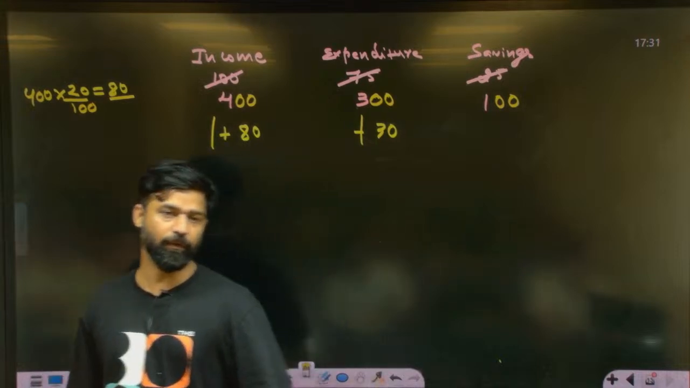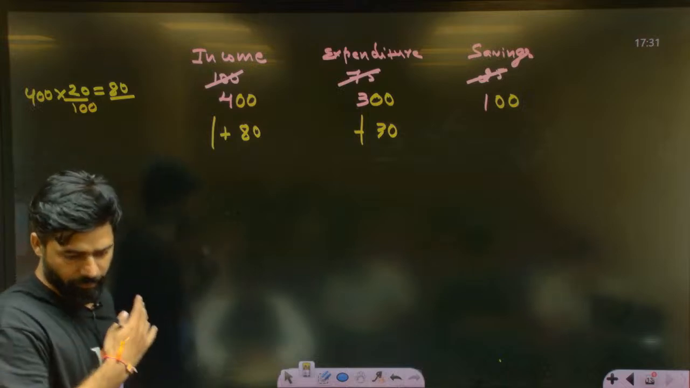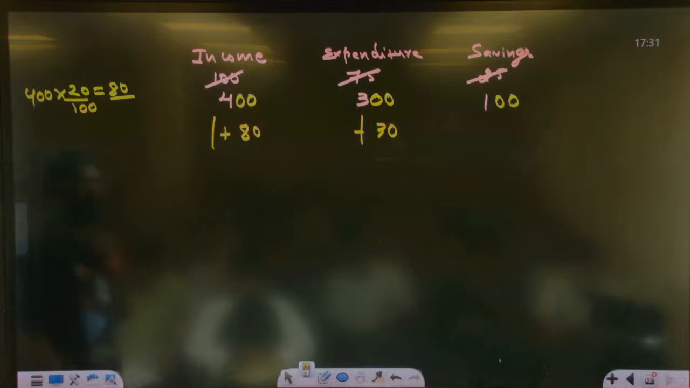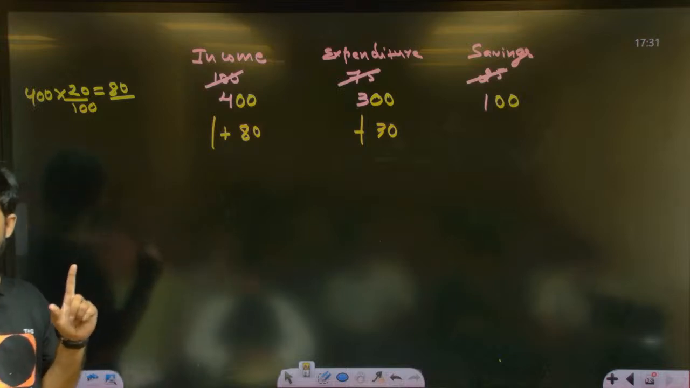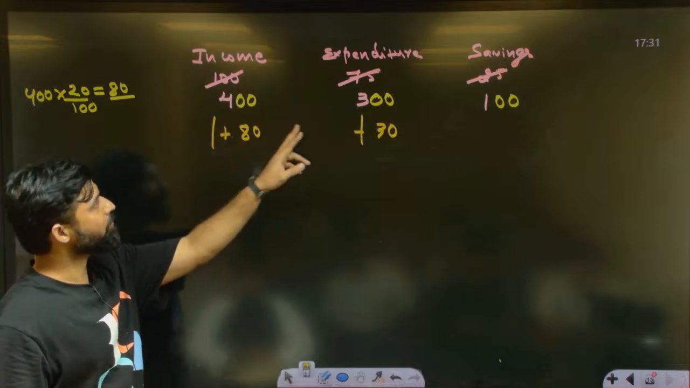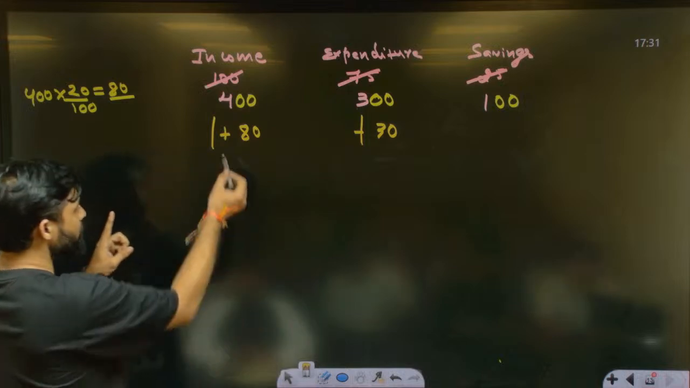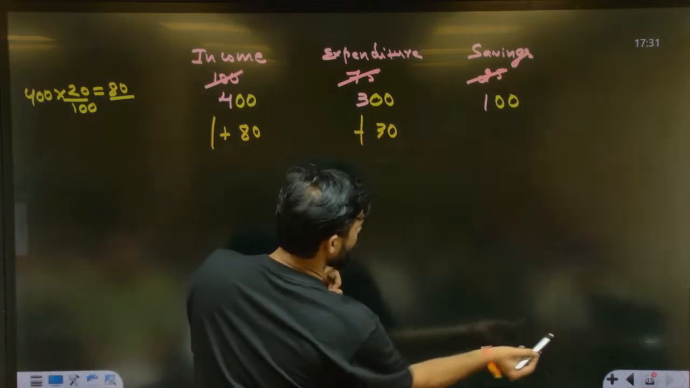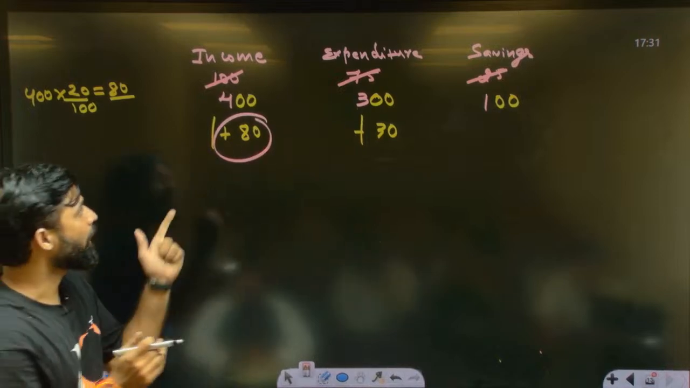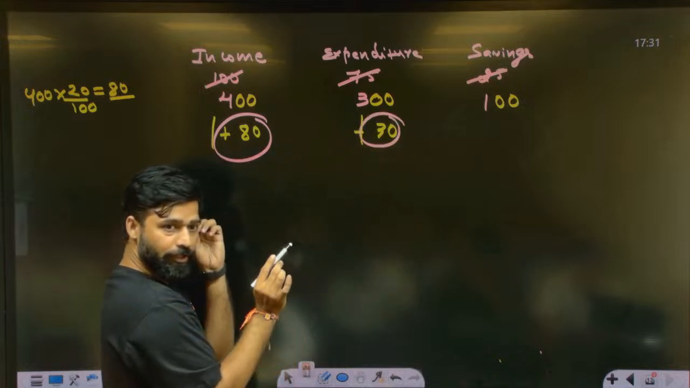Common sense is common for everyone. We will use some kind of common sense in this. How? See the increased income. I'm talking about only increased income, because the earlier income of 400 units and the spending of 300 were fixed. So the increased income is 80 units, and his increased expenditure is 30 units.